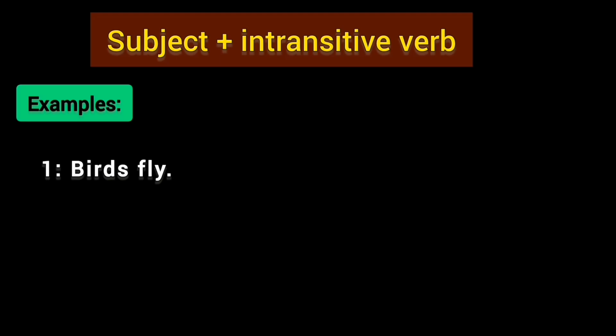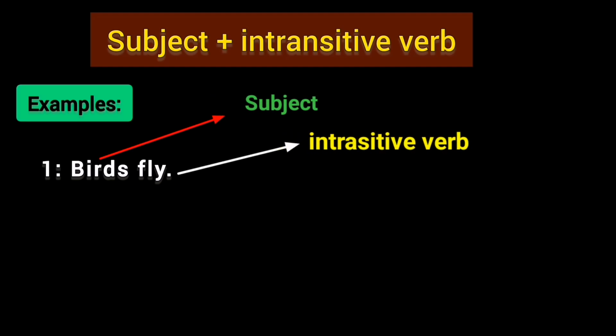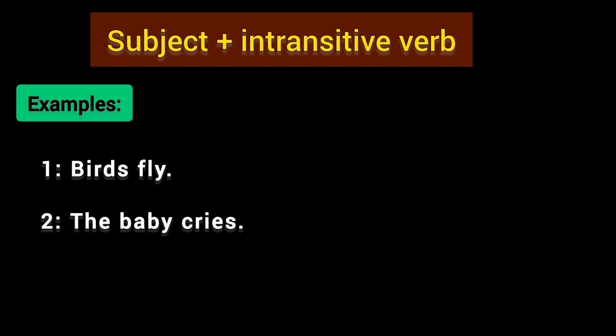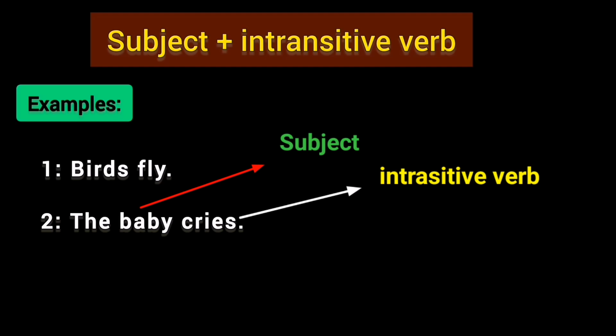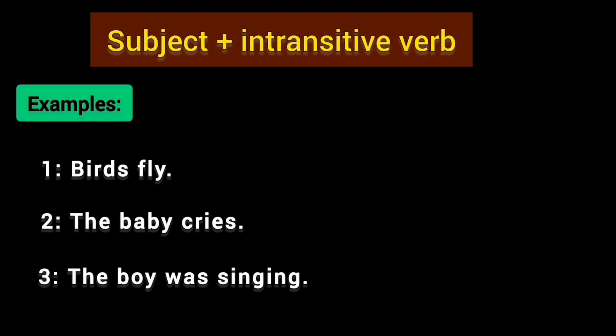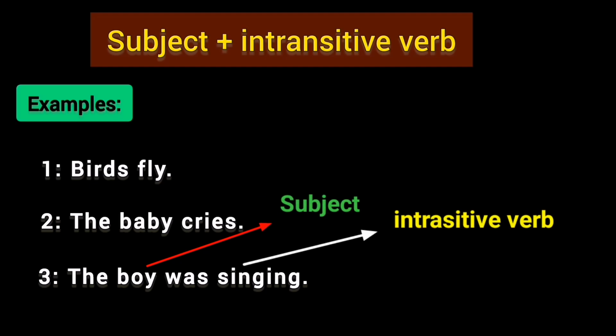Birds fly. You can see the sentence here, birds is the subject and fly is the intransitive verb. So this structure is also used in the English language. This is the basic structure, and after this we are going to the most complicated and sophisticated ones. The baby cries. Look at this example, here the baby is the subject and cries is an intransitive verb. The boy was singing. Observe this example, here the boy is the subject and was singing is the intransitive verb. But remember that here the first word is just a helping verb which helps the main verb. As you have learned this basic structure, let's learn another structure.